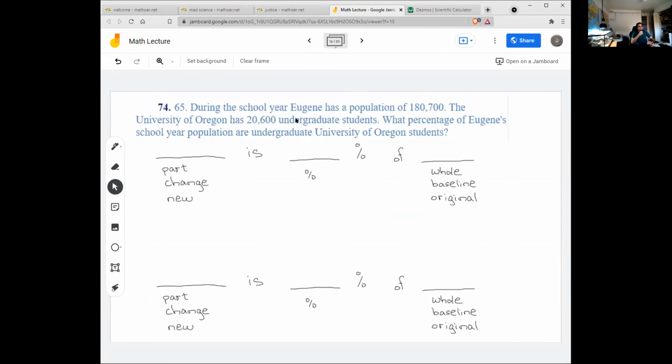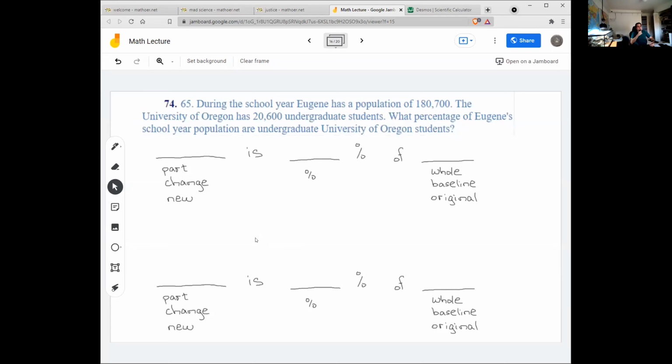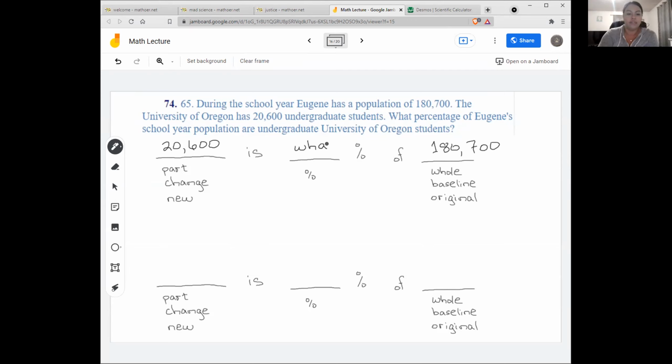During the school year, Eugene has a population of 180,700. The U of O has 20,600 undergraduates. What percentage of the school year population are undergraduate U of O students? So we're just filling in the blanks. So the 180,000 would be the whole. I think the 20,000 would be the part, and the percent is what we're looking for. You could take it from here.